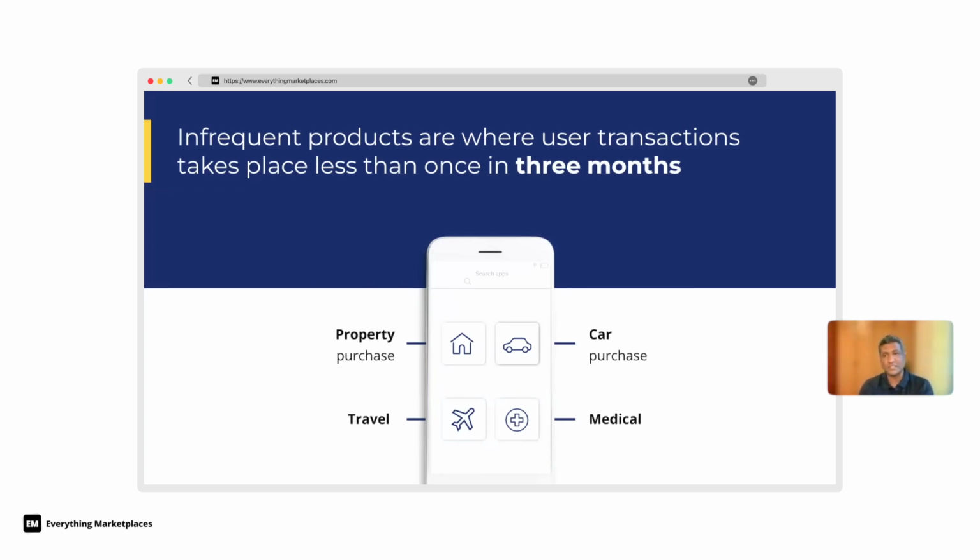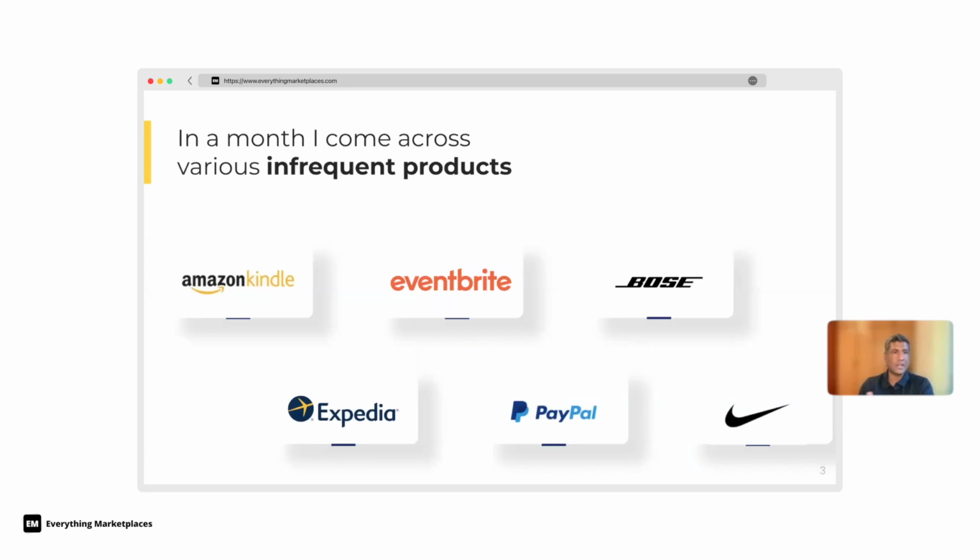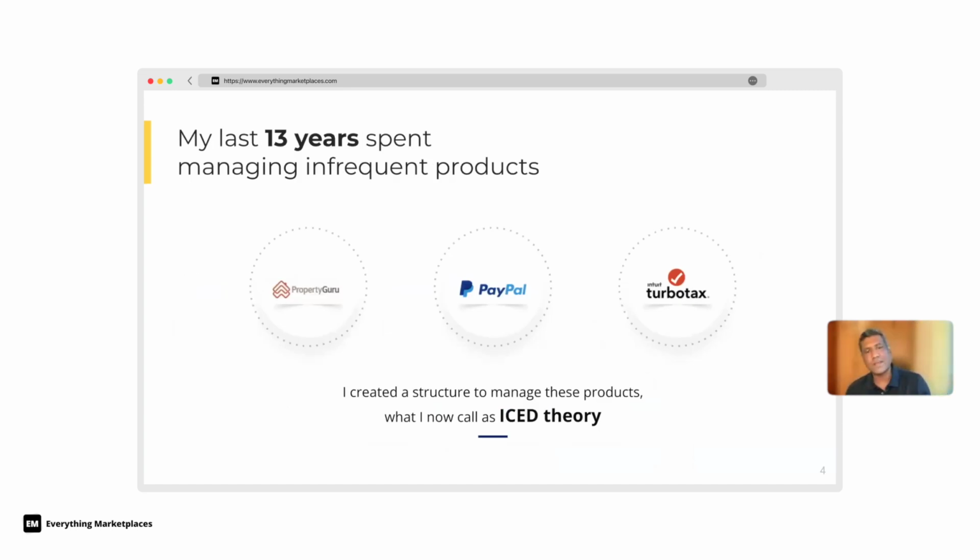So infrequent products, per my definition, there is no research around this, but just a heuristic is that anything that is taking transactions less than once in 3 months, you start having issues that surround an infrequent product. The examples include property, car purchase, travel, medical. These are the ones I come across a lot in my daily life. Even Bright is one, Bose speakers are one, Expedia, PayPal. In my days at PayPal, the active user definition was once a year: if someone transacts once a year, they're deemed to be an active user.